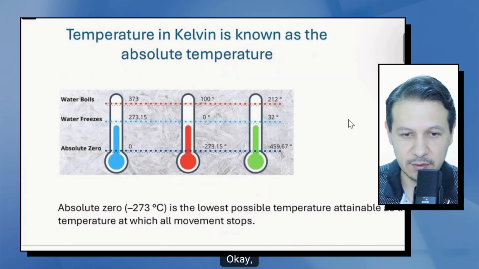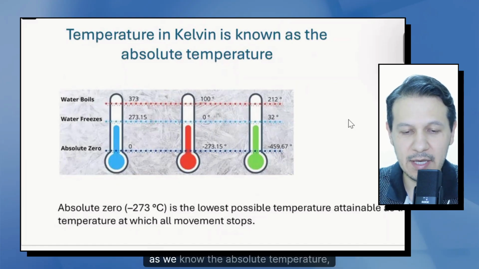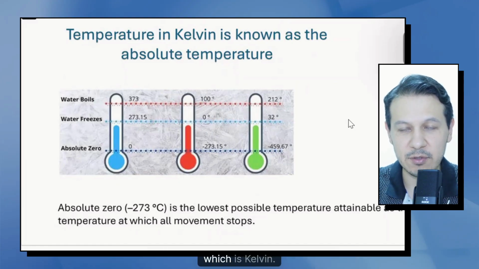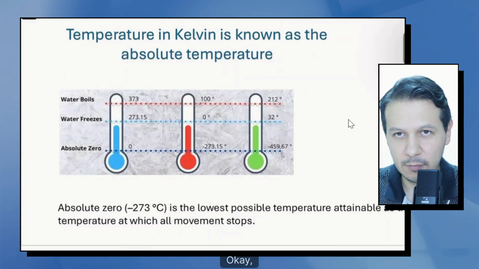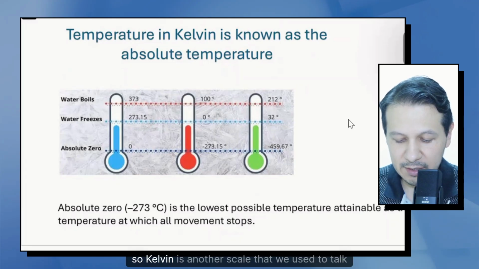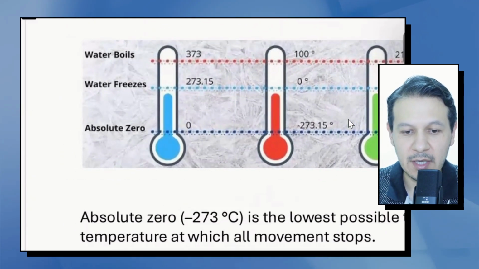Okay, so temperature in Kelvin is known as the absolute temperature. As we know the absolute temperature, which is Kelvin, then we need to talk about absolute zero. Okay, so Kelvin is another scale that we use to talk about temperature.